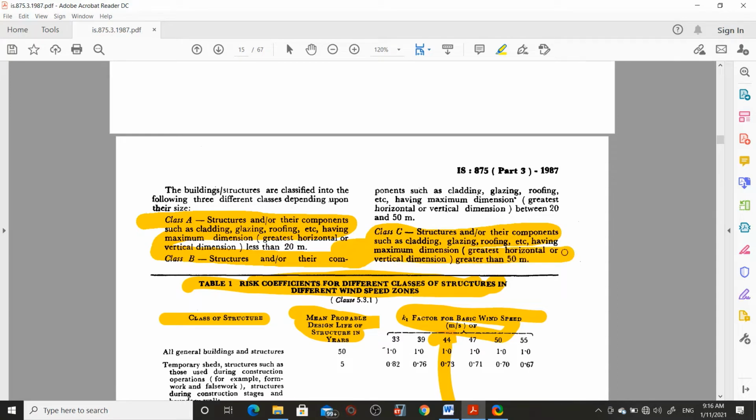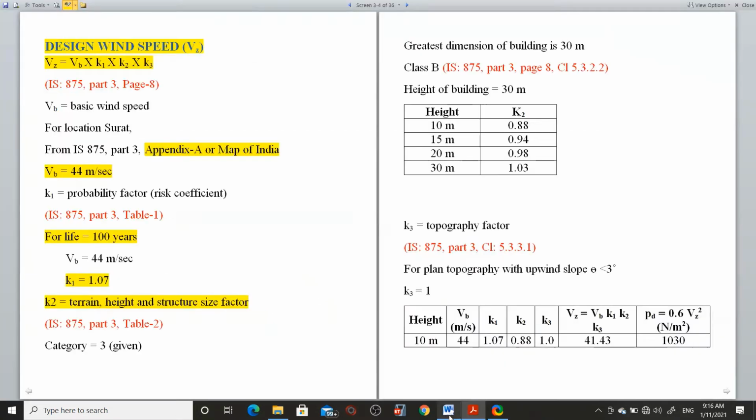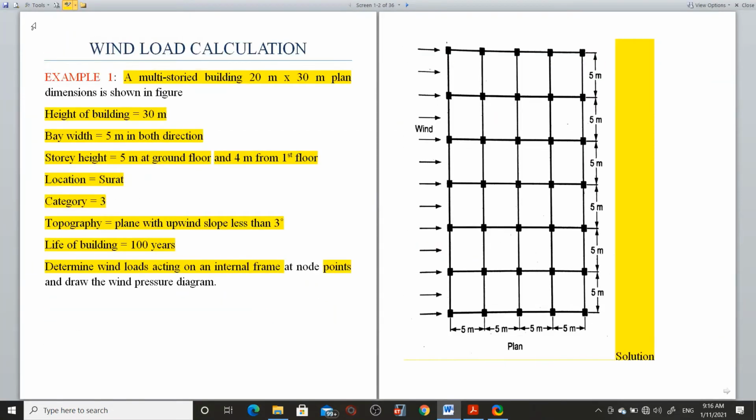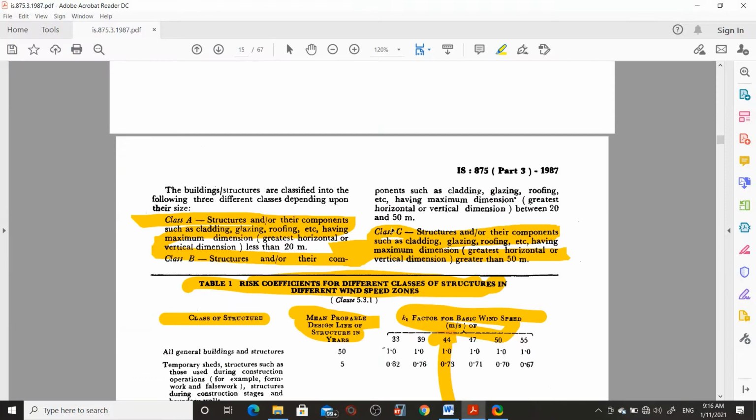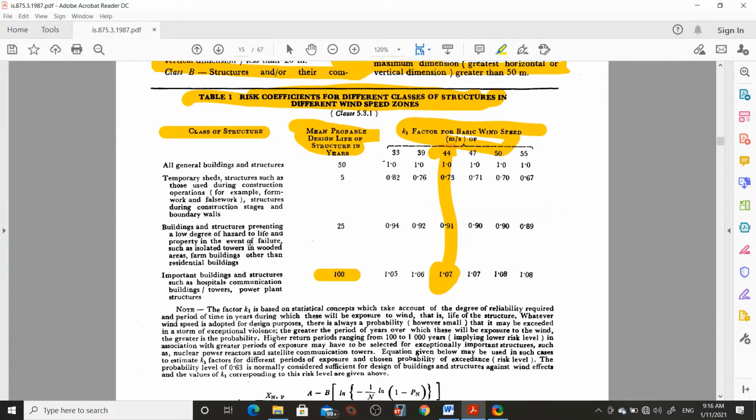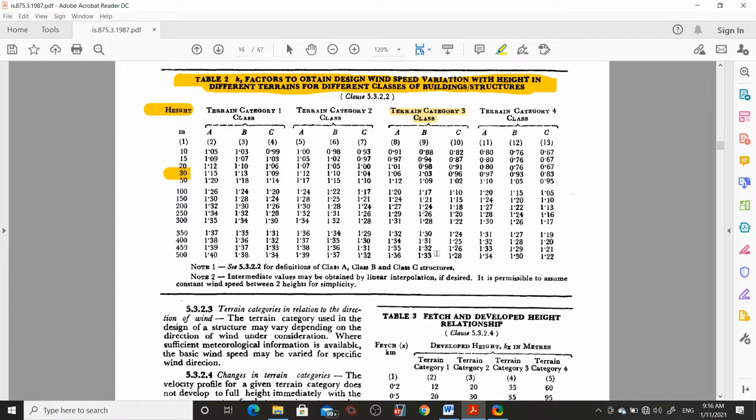Class A, B and C depend on the height of the building. Less than 20 meters means class A, between 20 and 50 is class B, and greater than 50 is class C. The height of the building is 30 meters, so 30 meters means class B. So let's go to class B here.